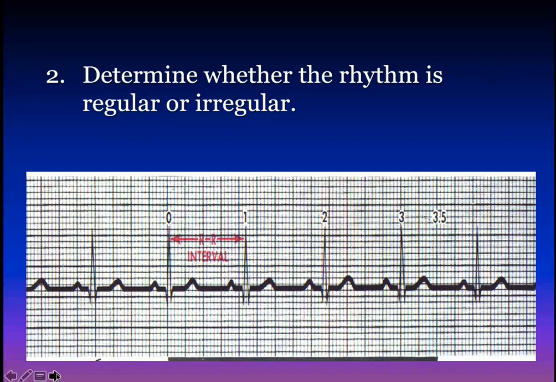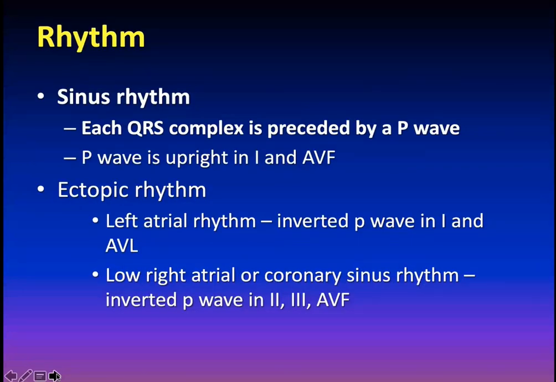Okay, next. The rhythm is sinus, again, if the QRS complex is preceded by a P wave and the P wave is upright in lead 1 and aVF. So these are still normal, no, even though you see an upright P wave in the aVF. Next, ectopic rhythm. These are not required for you to know, but this is good to know only. I don't require you to know the rhythm of the P wave, I mean.